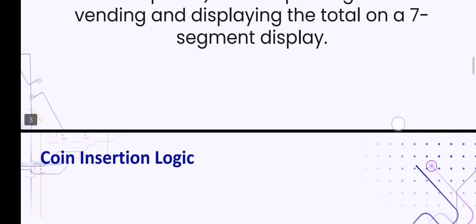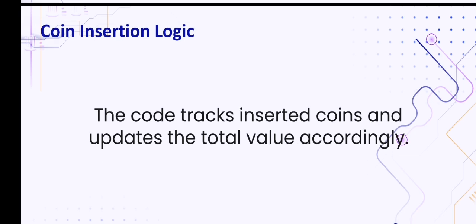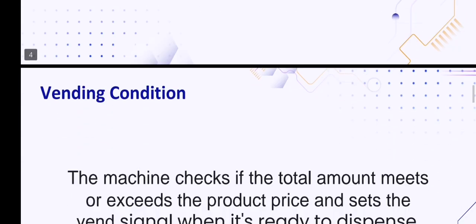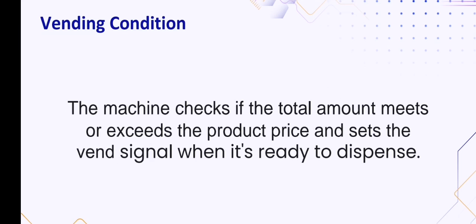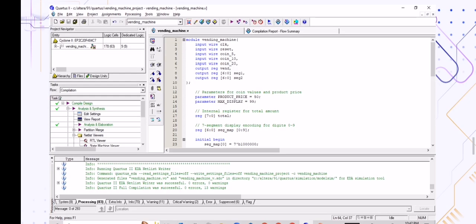Next, for the coin insertion logic, the code tracks inserted coins and updates the total value accordingly. And for the vending condition, the machine checks if the total amount meets or exceeds the product price and sets the vend signal when it's ready to dispense. Here is my Verilog code for the project.